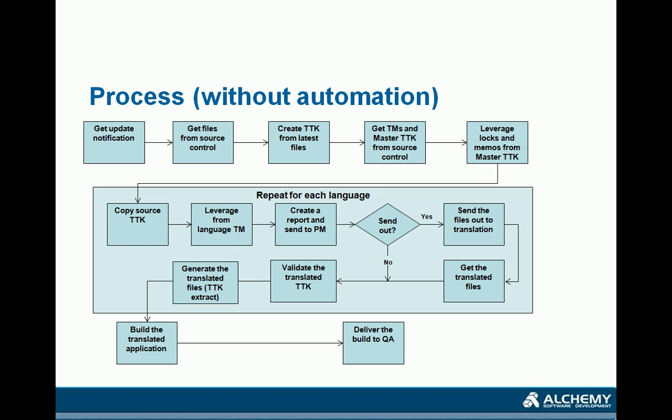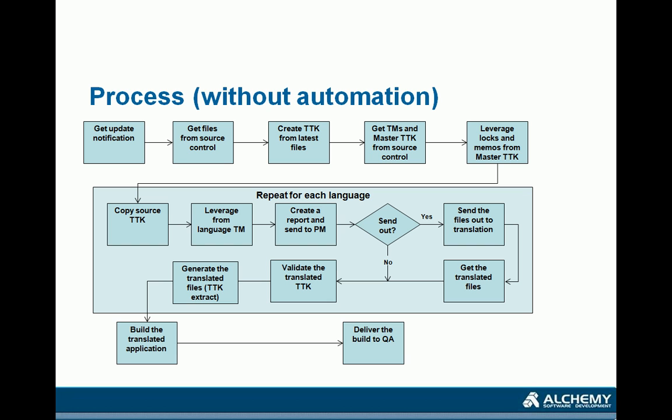We will then use the master TTK to leverage the logs, the memos, and all the metadata into our project file. And then, for each of the languages which we are targeting, we will need to create a copy of that master project TTK, change the target language, leverage from the relevant language translation memory, create a report which will be sent to the project manager. We then decide whether we want to send the file out for translation or not. If we do, we send the file out for translation, get it back when it's translated. We then validate the TTK.